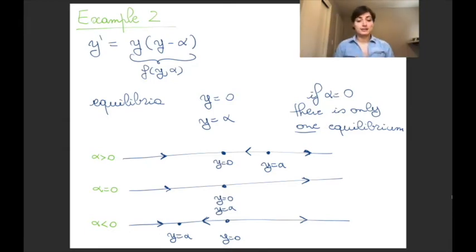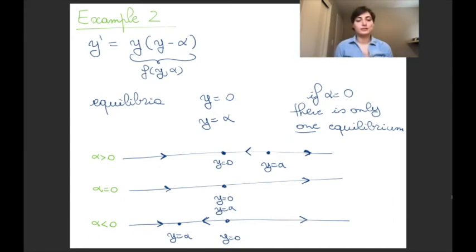And if alpha is negative, we first have the equilibrium y equal to alpha, then we have the equilibrium y equals 0, and outside of the interval alpha to 0, everything tends to the right. While between alpha and 0, we go to the left.